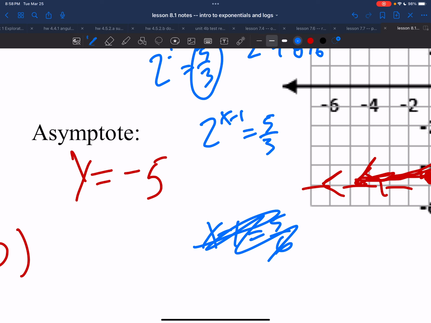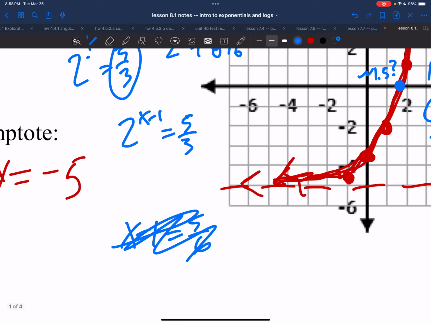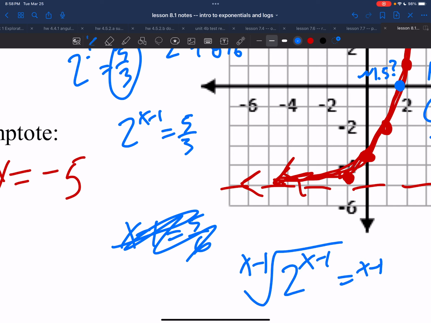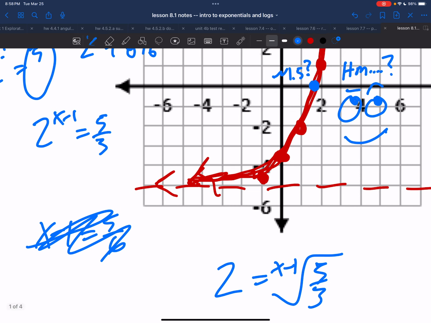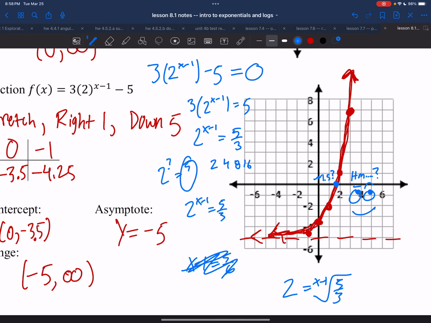And then some students had a really great idea of saying, ooh, what if you took the x minus 1 root of 2 to the x minus 1? And that got you the x minus 1 root of 5/3, right? That way you would have 2 here. Well, did that really help, though? Did that get rid of the x and isolate it in any way? Not really, right?